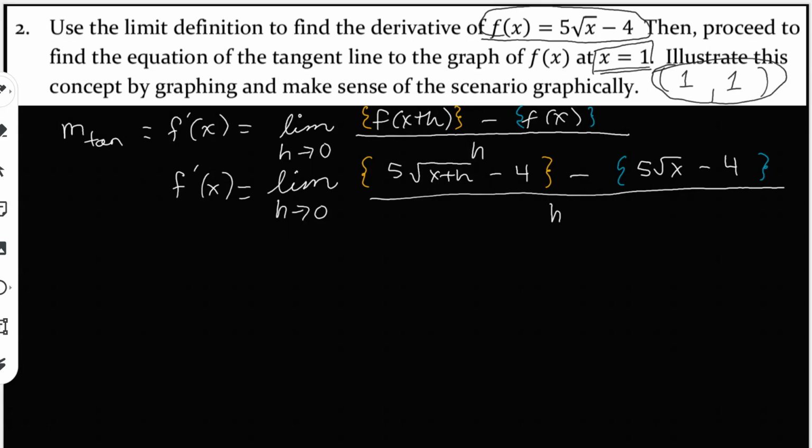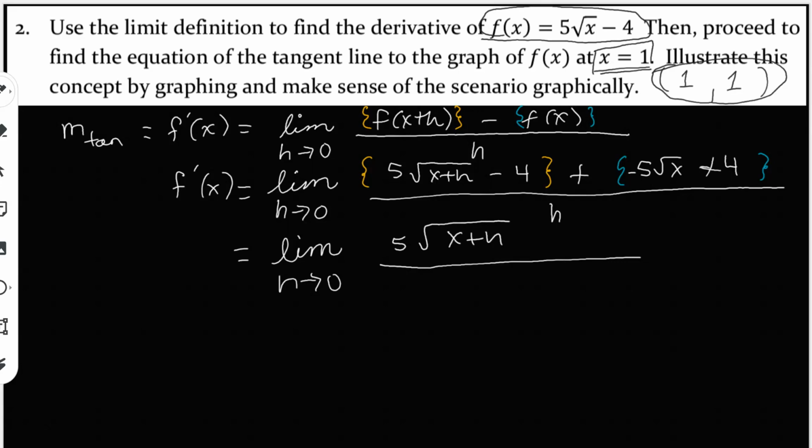Now distribute. When I distribute, I will see the limit as h goes to 0 of, the minus 4 is going to be plus 4, and this is going to be minus. So then I will have 5 square root of x plus h minus 5 square root of x, divided by h. Now, I can't just say, oh, h is going to go to 0, so this is 0, this is 0. I can't do that because it's not a direct substitution right here. We cannot divide by 0.